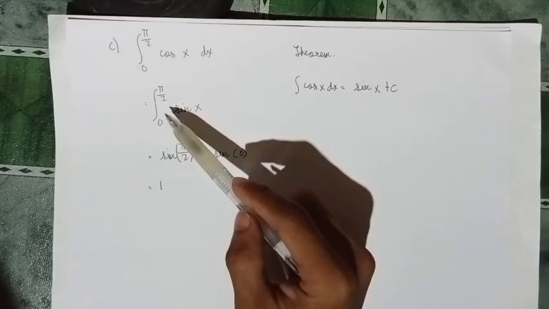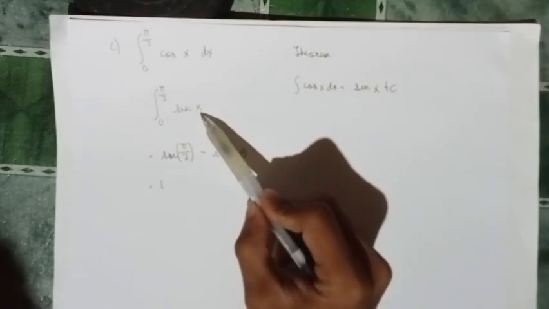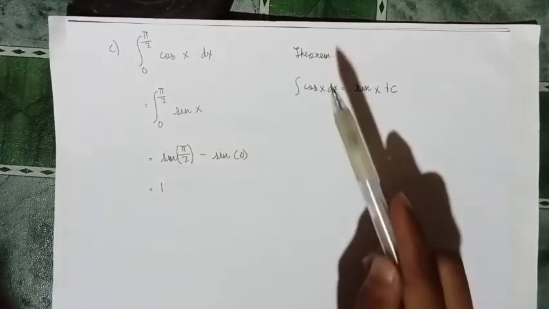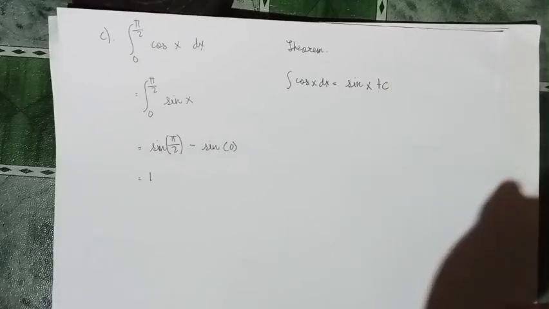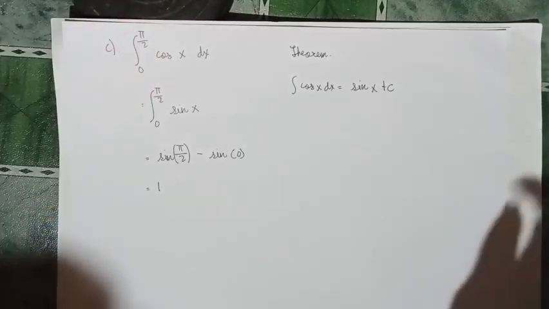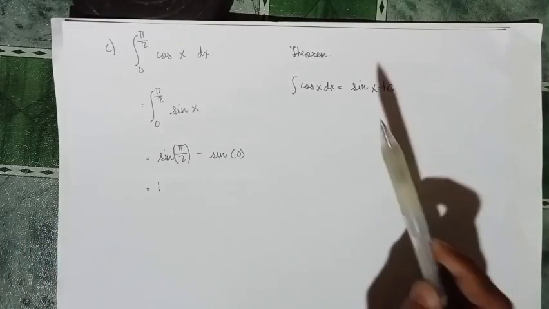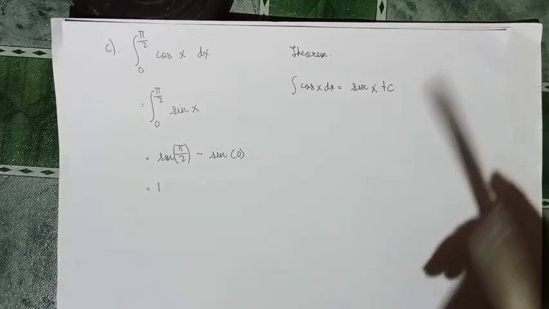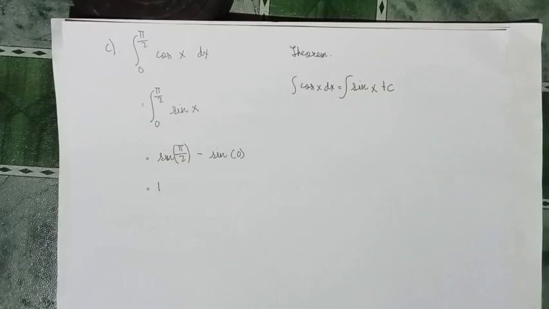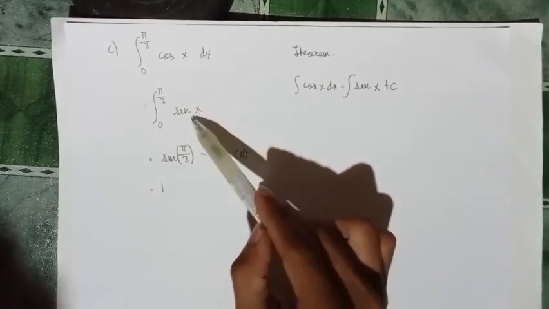So the integral of cosine x dx is sine x, with bounds 0 to pi half. You can use the theorems on the integration of trigonometric functions. The integral of cosine x dx is equal to sine x plus c.